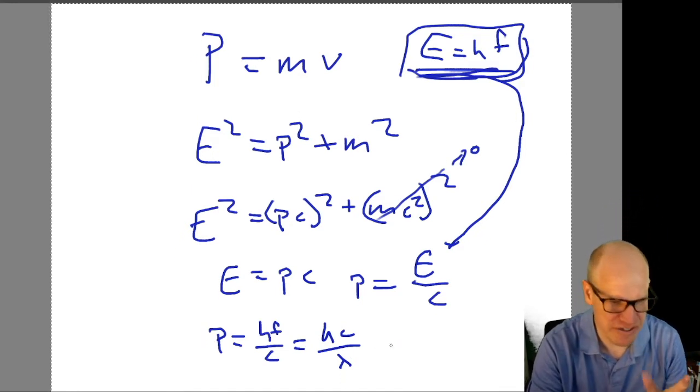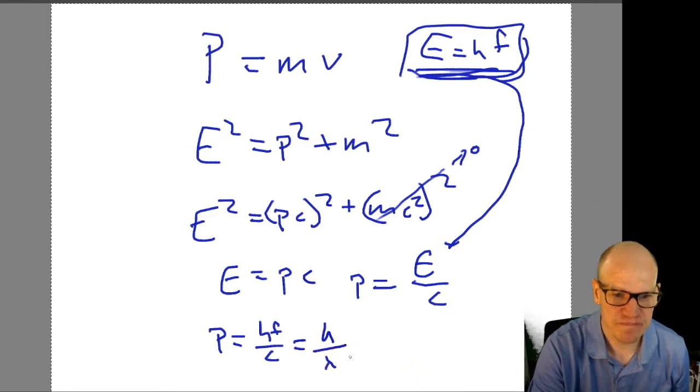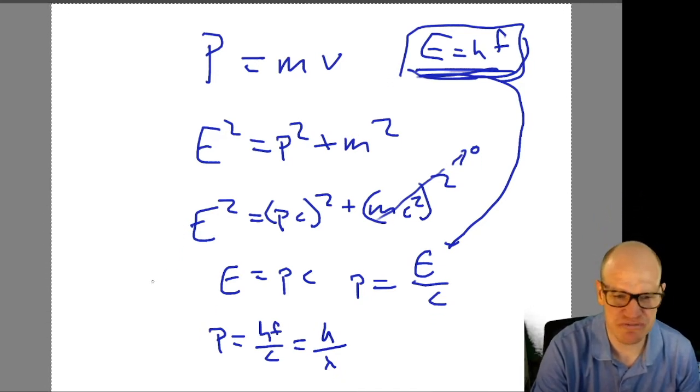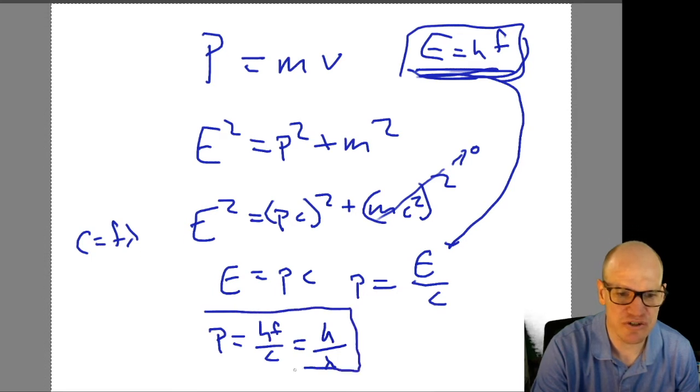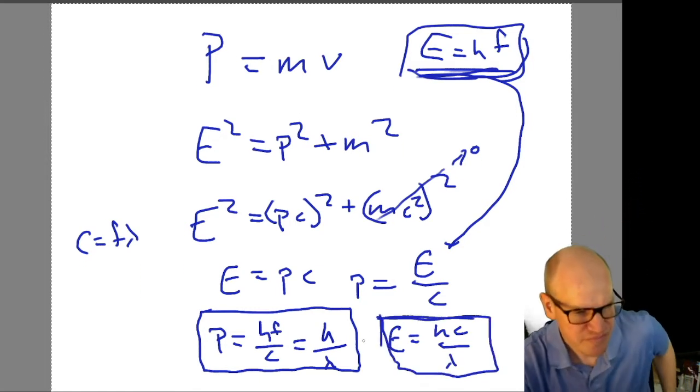Wait, hold on. This is the energy. That's the energy. The momentum is h over lambda. Okay, so the momentum is h over lambda. The frequency of light is related to the speed of light, right? The speed of light is equal to the frequency times the wavelength, and so I can make that substitution here. So the momentum of a photon is h over lambda. The energy of a photon is hc over lambda. So those two things are useful.